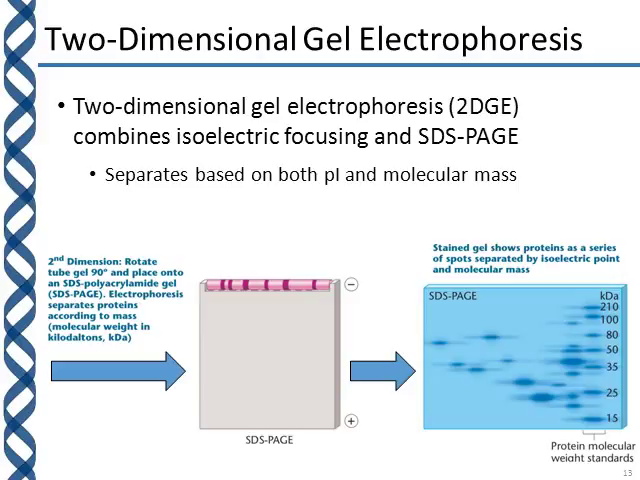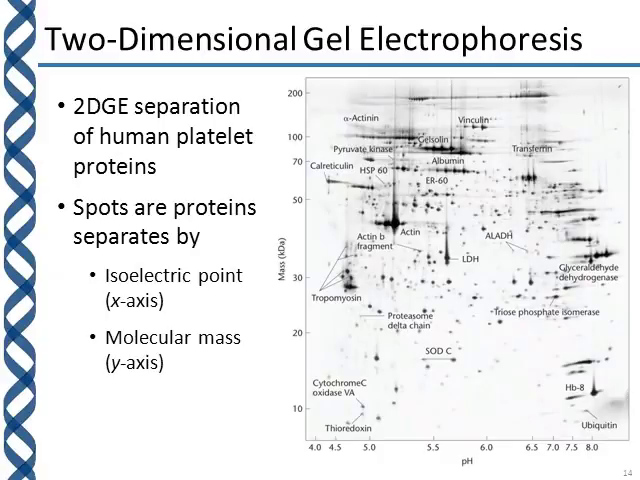So what you see on the far right is the stained gel showing the proteins as a series of spots separated by their isoelectric point and their molecular mass. This two-dimensional gel electrophoresis separation of human platelet proteins is shown here on this gel. The spots are proteins that are separated by the isoelectric point on the x-axis, as well as the molecular mass shown on the y-axis. This allows a separation of hundreds of proteins within a single gel. Even proteins with similar molecular weights can be separated from each other based on both their isoelectric point as well as their molecular weight.